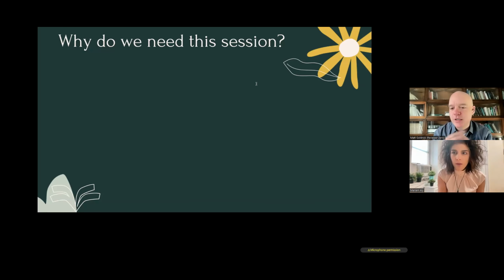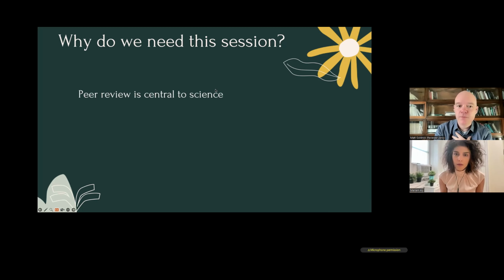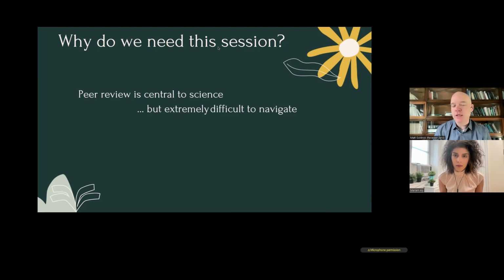It's good to start off with just considering, why do we actually need to do this session? Why is it that peer review is so mysterious, and why is it that people have so many different negative emotions surrounding it? And I think it comes from this contrast between two things. First off, peer review is really central to science as we currently practice it. It's how we improve what we do. It's how we sharpen our work. But at the same time, while it's so central to science, it's actually really difficult to navigate. And I'll talk through a little bit of why it's so difficult to navigate.